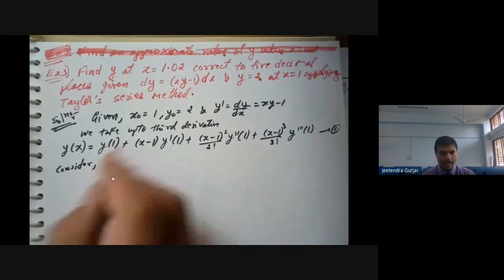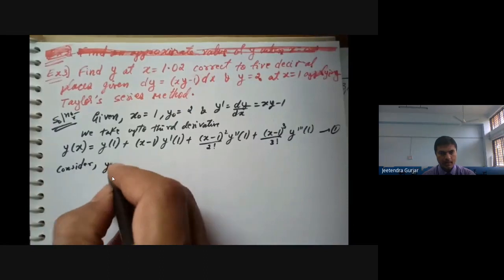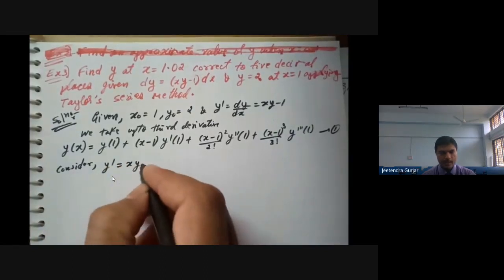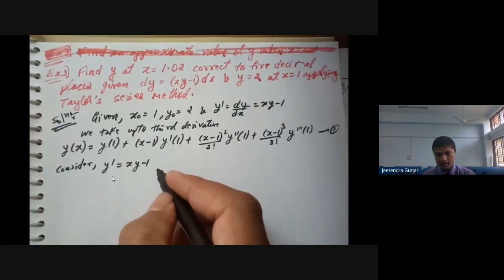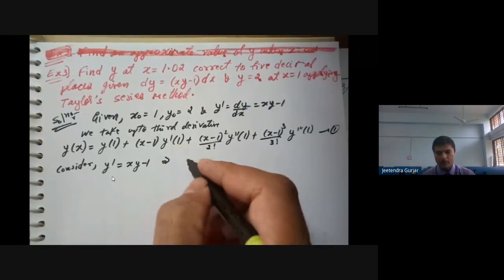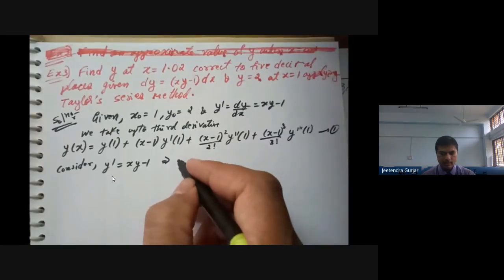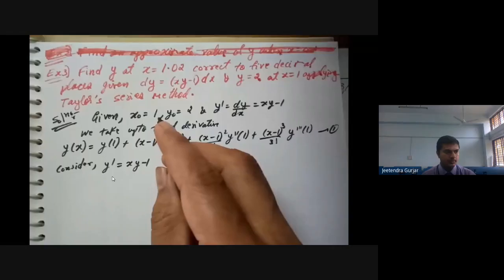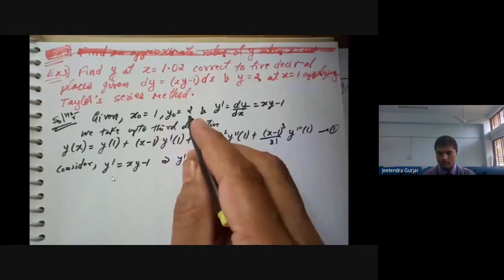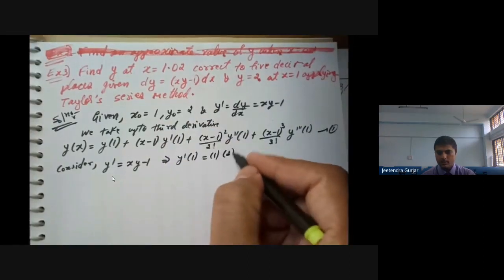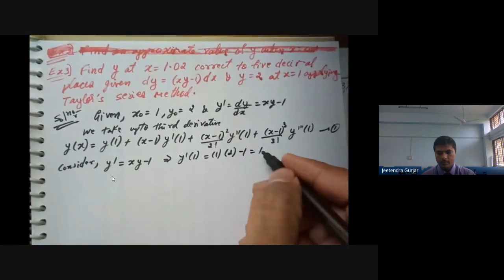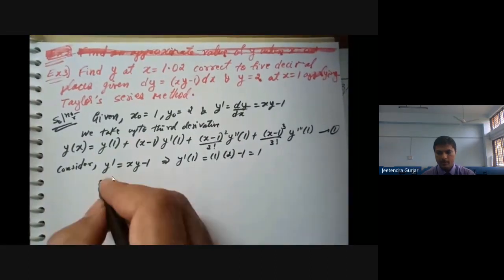Consider y dash. So what is given here? Y dash is already given. It is xy minus 1. Substitute the values. You know the value. X naught is 1, y naught is 2. So that is also given. Substitute here. So y dash of 1 is equal to 1 into 2 minus 1, which is equal to 1. I think everyone has got the y dash value is equal to 1.